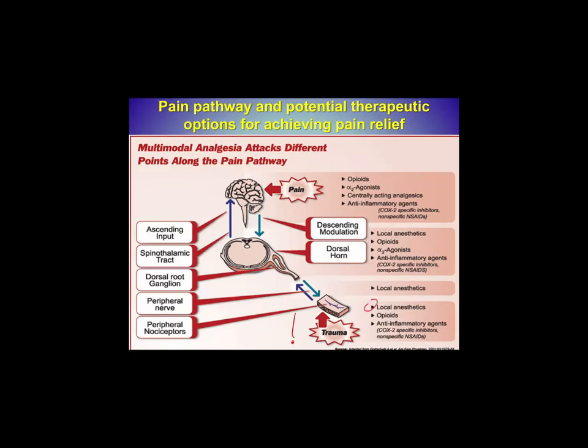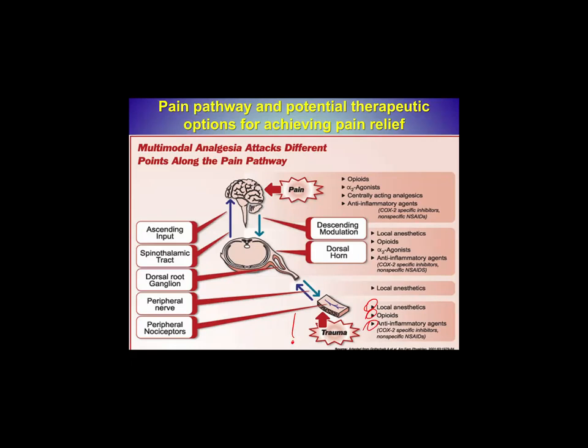Firstly, local anesthetics. Local anesthetics inhibit the afferent innervation, so they prevent the formation of the action potential and the transmission of the pain impulses. So the organism doesn't understand that it should feel pain. Then opioids and anti-inflammatory agents.